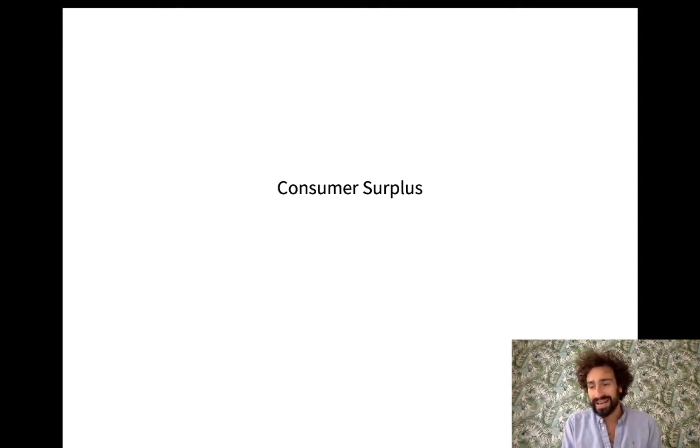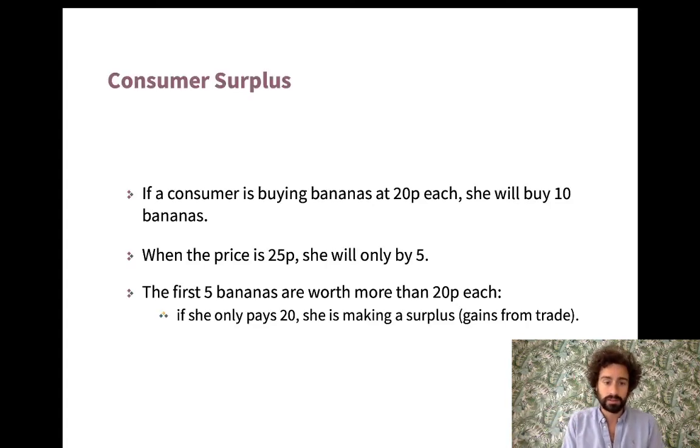What we're interested in is, at a given price, how well off is a consumer? And how much do they benefit from this particular set of prices? So let's think about this from a demand perspective. If we have a demand curve and we know that a consumer is buying bananas at 20p per banana, she buys 10. So in her demand curve, when the price is 20, she buys 10. When the price goes up to 25, she only buys 5.